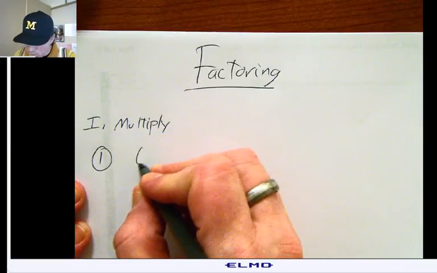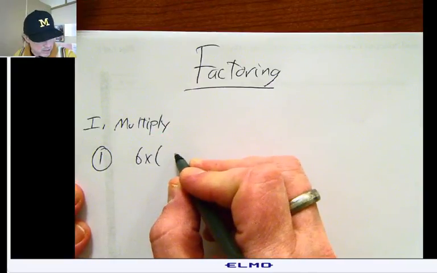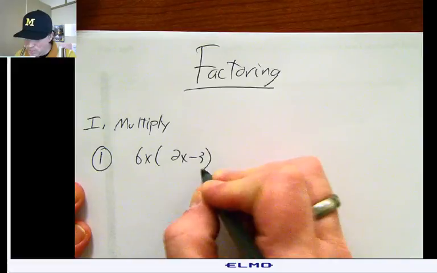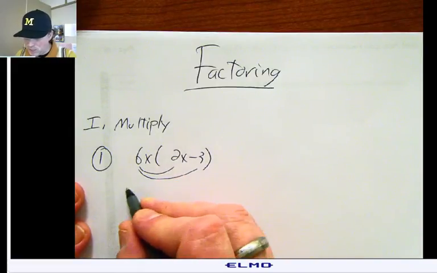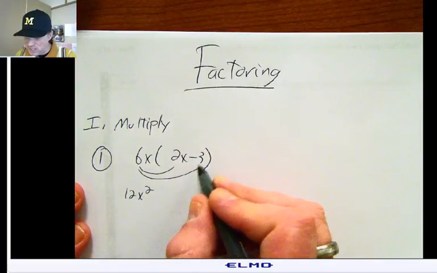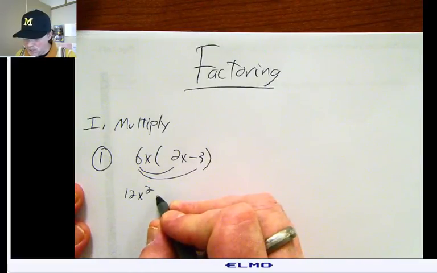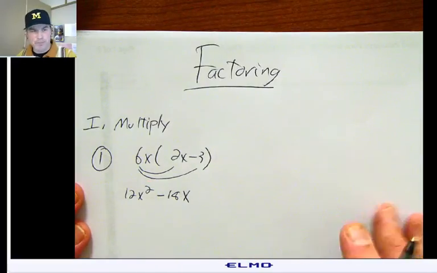Number one, if I went 6x times 2x minus 3, you distribute. 6x times 2x is 12x squared. 6x times negative 3 is negative 18x.